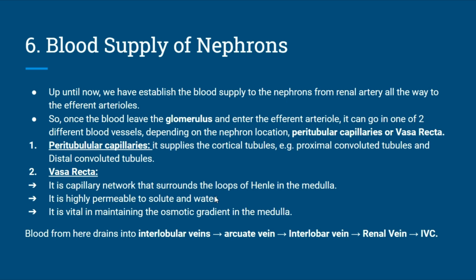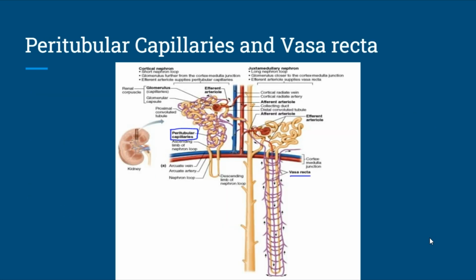However, if the nephron is the juxtamedullary nephron, then the capillary network that surrounds the loop of Henle in the medulla is the vasa recta, and it is highly permeable to solute and water, and it is vital in maintaining the osmotic gradient in the medulla. So what happens to the blood after that? Blood from here drains into the interlobular veins. It goes into the arcuate veins, interlobar veins, renal vein, and finally into the inferior vena cava.